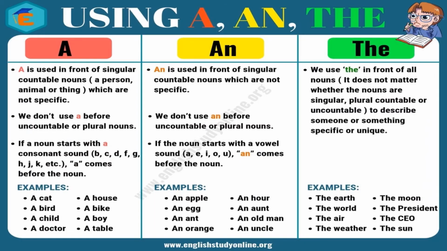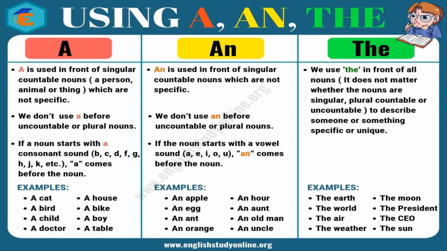So, using a and the. A is used in front of singular countable nouns, a person, animal, or thing, which are not specific. We do not use a before uncountable or plural nouns. If a noun starts with a consonant sound, it comes before the noun. Examples: a cat, a bird, a child, a doctor, a horse, a bike, a boy, a baby.